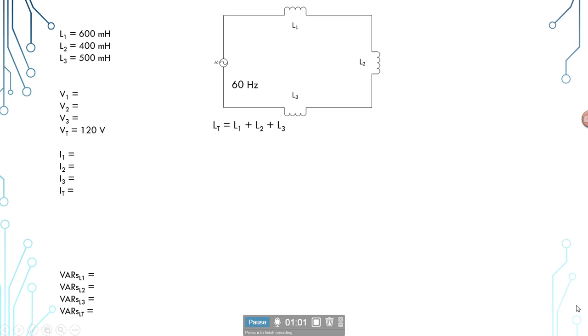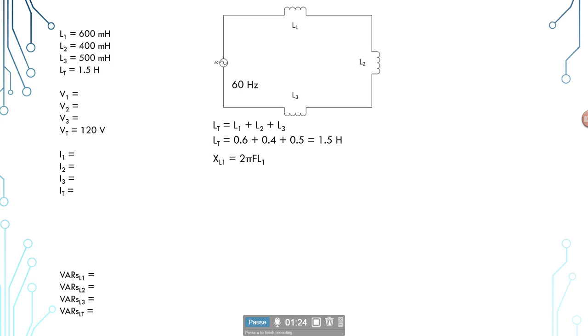So, in a series circuit, our total inductance is going to be the sum of the individual inductances. So we'll take 600 millihenries plus 400 millihenries plus 500 millihenries, and notice that we did put them back in standard decimal notation to come up with a circuit total of 1.5 henries.